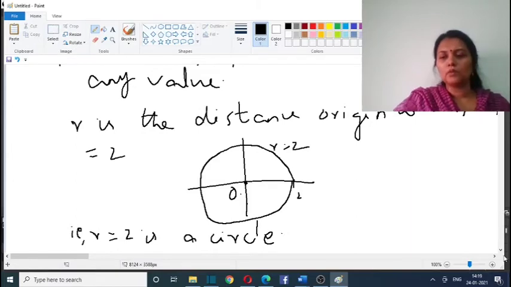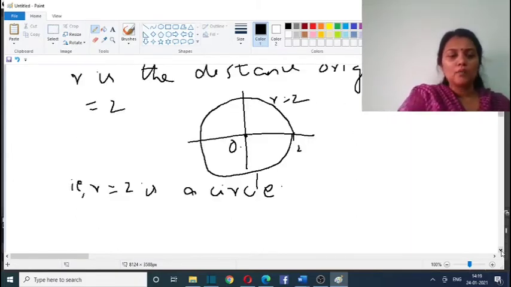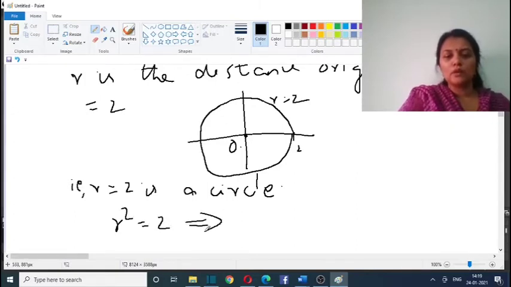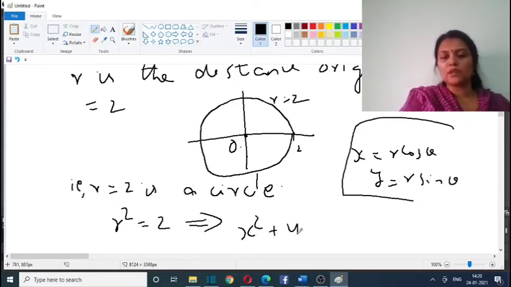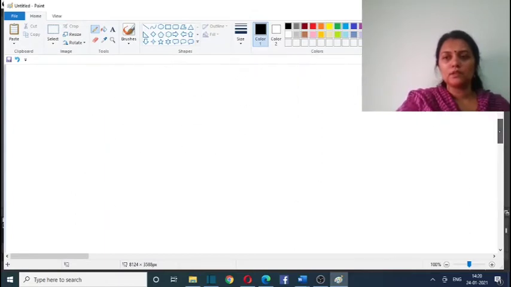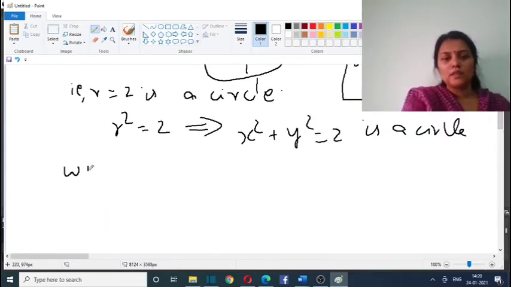Now r equal to 2 means r square equal to 4. Now x equal to r cos theta and y equal to r sin theta, so r square equal to 4 means x square plus y square equals 4, which is a circle with center origin and radius 2.